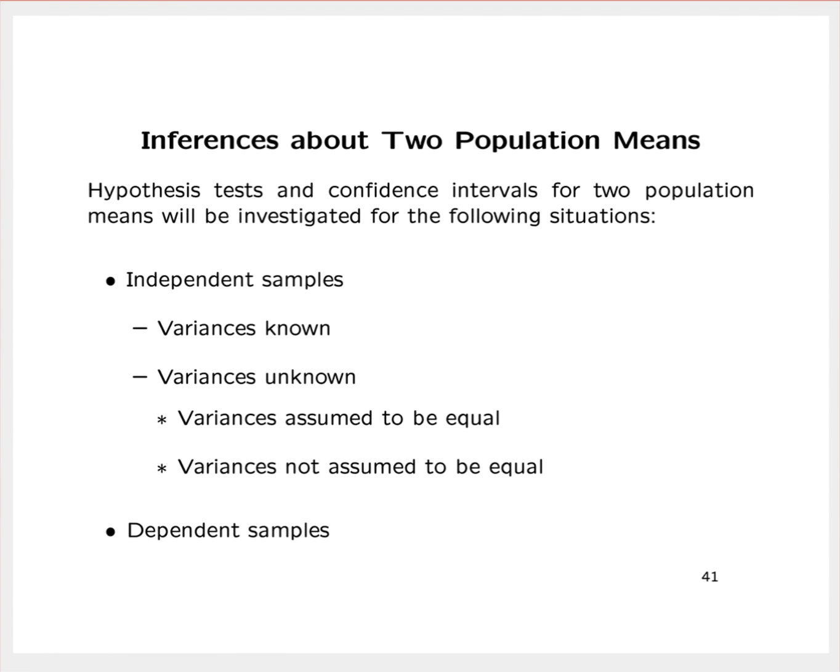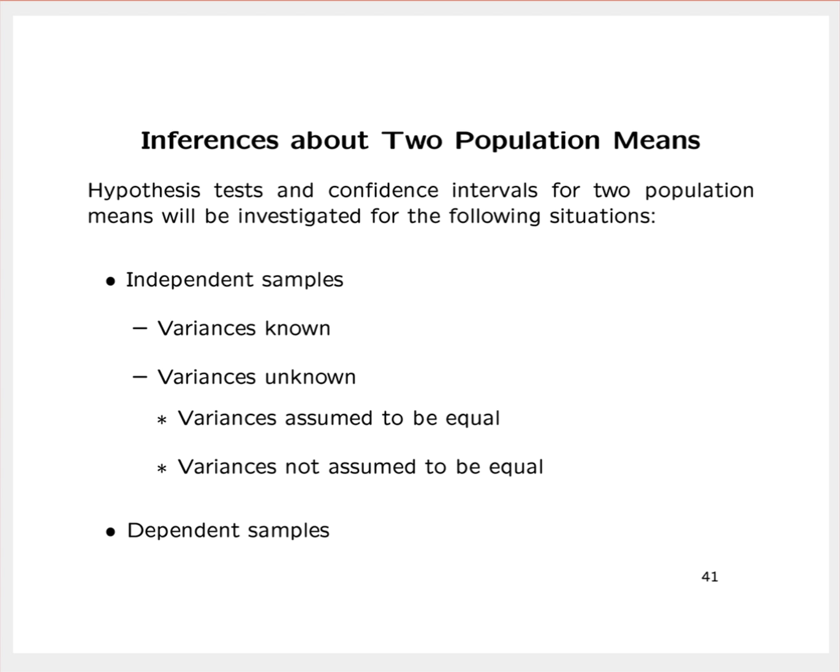Now, in this lecture video, we start looking at methods for making inferences about two population means. Specifically, we'll look at hypothesis tests and confidence intervals for two population means, and we're going to be looking at the following situations. The first major category of procedures that we're going to look at are applicable when we have independent samples. So we're going to have one sample from each of two populations, and those two samples are independent of each other.